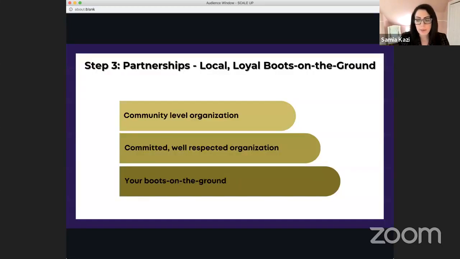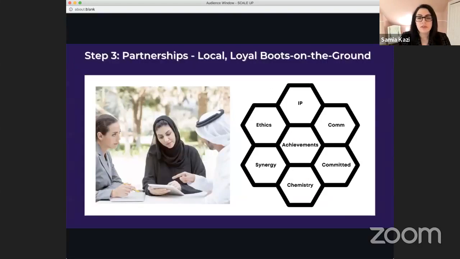So next, you want to think about partnerships. When we talk about partnerships, we're discussing your local, loyal boots on the ground. So probably in your search that you did in step number 2, you may have come across local community level organizations, committed, well-respected organizations that could potentially be your local boots on the ground. So how do you check those people? How do you select a proper local boots on the ground?